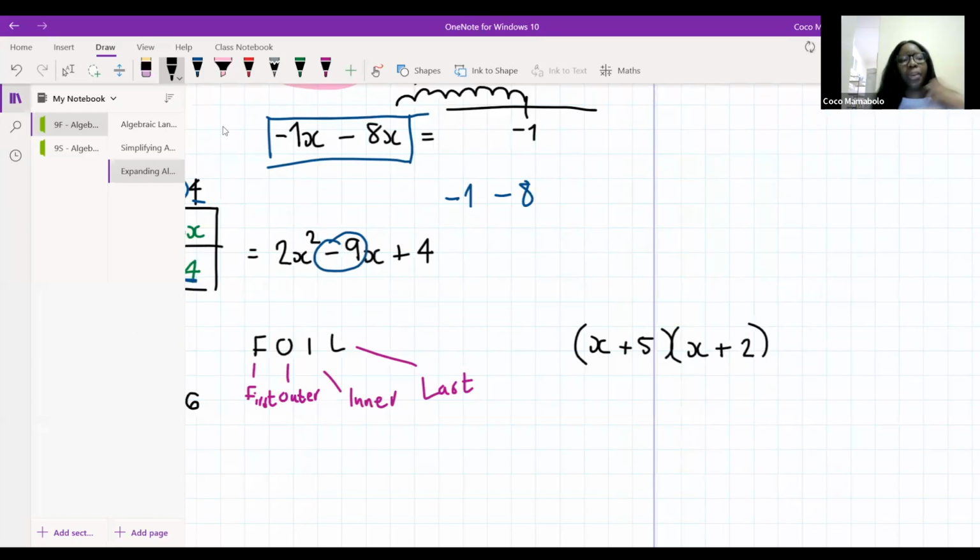Okay. I agree with you, the grid is kind of confusing. All right. Let's do FOIL. See what I did first, I said x times x is equal to x to the power of 2.